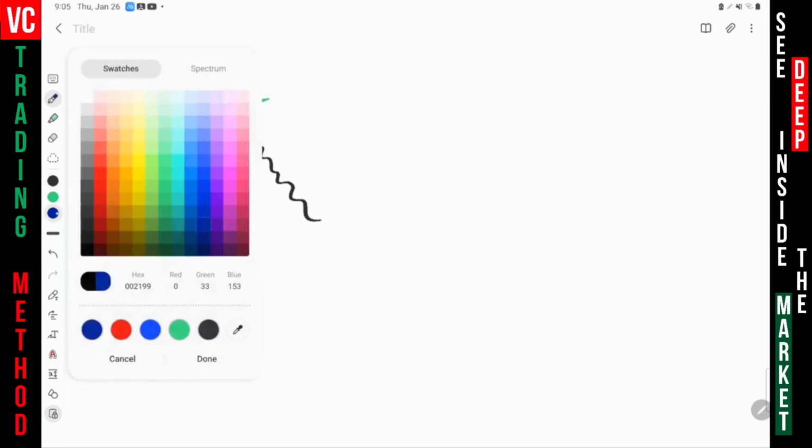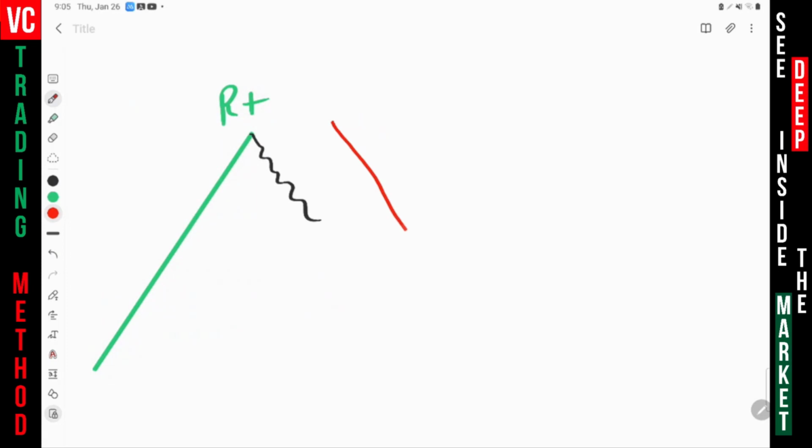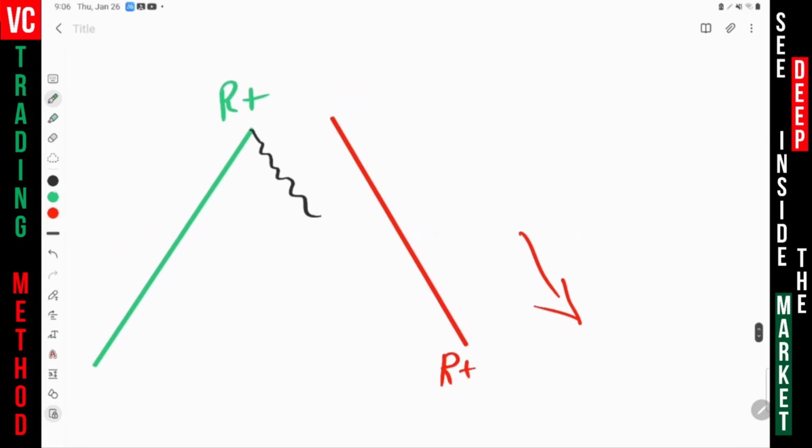Similarly, if the wave is negative and the results are positive, it means that the price is going to go down in the same direction again. Similarly here, in the same direction, because we have a positive result, but after a little retracement.